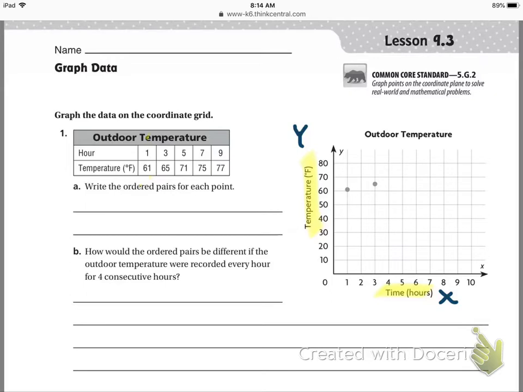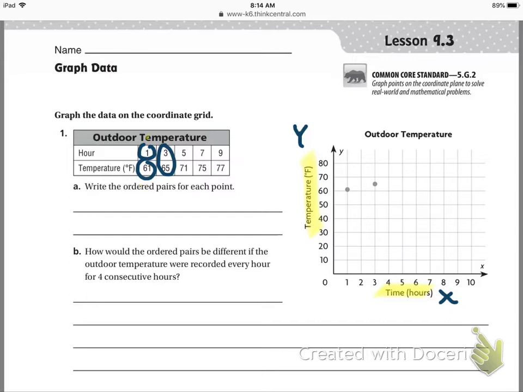In hour number 1, the temperature was 61. So that means that our first ordered pair is (1, 61). So we're going to go over 1, up 61, just like they did. And they already plotted it for us. Okay, next ordered pair, (3, 65). So we go over 3, up 65. Now you'll notice there is no 65. We got a 70, we got a 60. So 65 obviously goes right in the middle, which is what they did here.